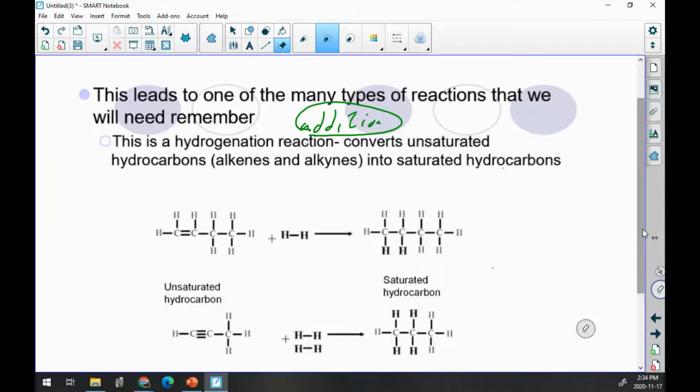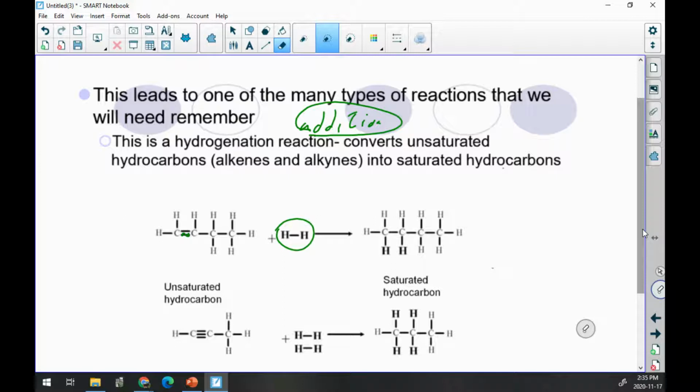So you have the unsaturated hydrocarbon here. We put it in the presence of some extra hydrogens. One of these bonds breaks, has to do with the sigma and the pi bond. Although, again, not what we're going to be talking about, but they are slightly different bonds, so one is easier to break than the other. And we end up with a saturated hydrocarbon.